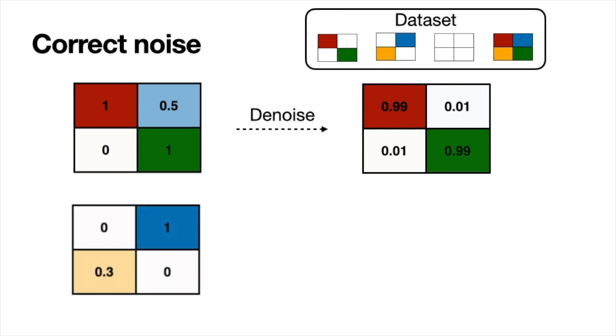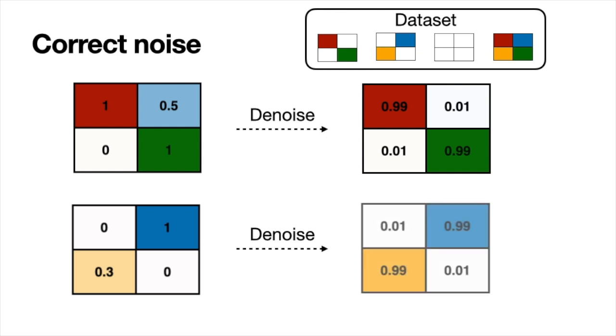Same thing over here. This one seems to have a blue-yellow diagonal colored, except that the bottom left pixel seems to be lighter than what it should. It's a mistake. So the denoising autoencoder says, okay, look, I fixed it for you. I strengthened the yellow color so that now we have something that pretty much is in our data set.